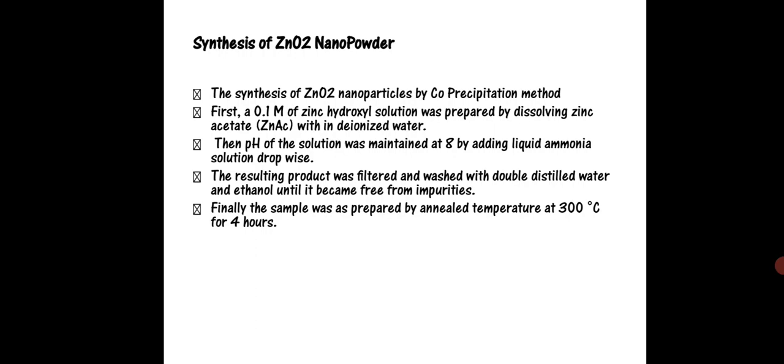It became free from impurities. The impurities are removed. Finally, the sample was annealed at 300 degrees C for 4 hours at constant temperature.